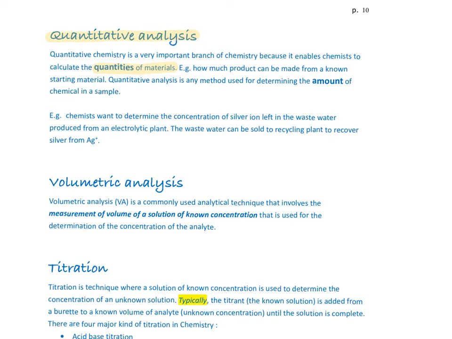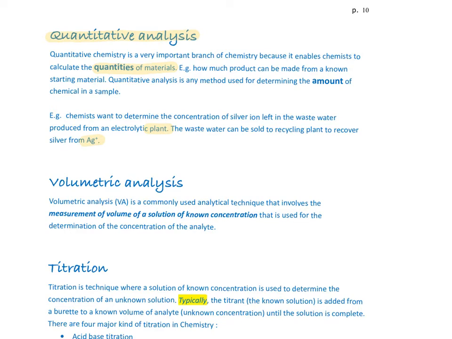For example, wastewater is produced from an electroplating plant, and the wastewater contains the precious silver ion. Some other recycling plants want to buy the wastewater and want to regenerate the silver metal from it. So chemists need to know the concentration of silver ion in this wastewater in order to fix the price. So chemists will carry out the analysis.